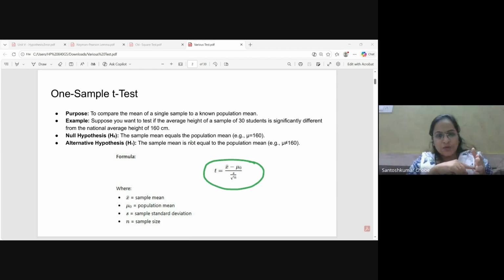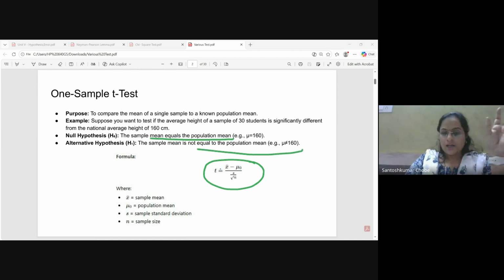So what is my null hypothesis? The sample mean equals the population mean is my null hypothesis, correct? And what is going to be my alternate hypothesis? The sample mean is not equal to the population mean is my alternate hypothesis. Correct? So I hope this is clear with all of you about the one sample t-test.